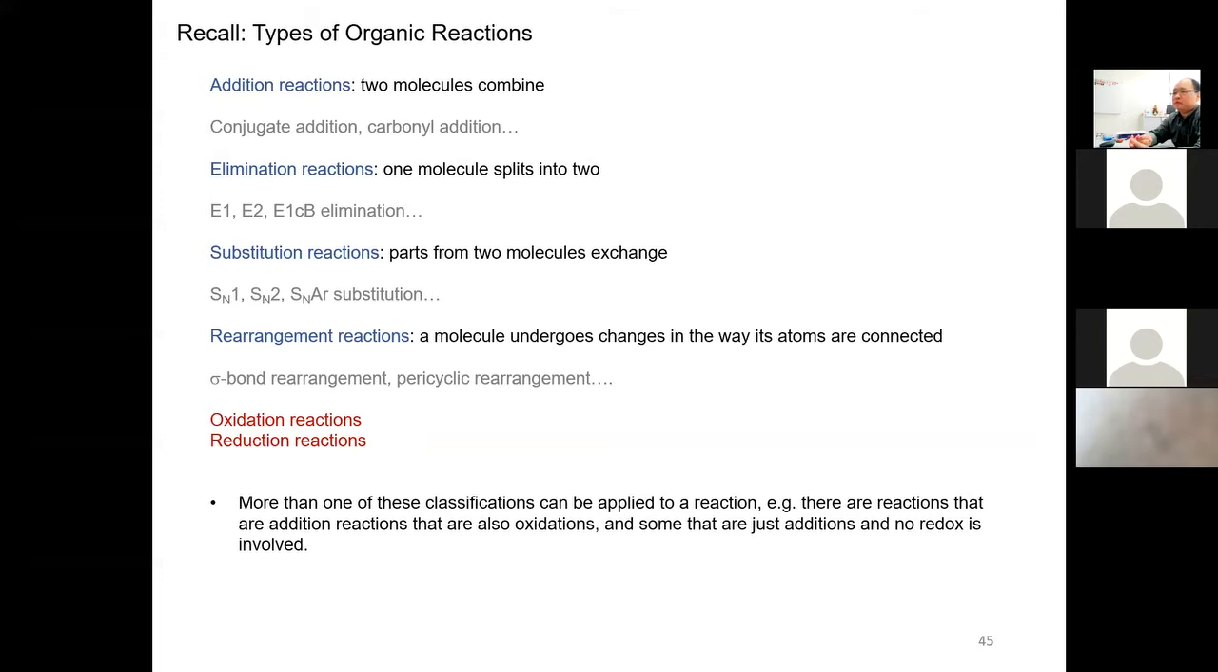That is quite possible. Okay, and there are also possibilities that the reaction is an addition, but no reduction or oxidation happened, right? It's purely an addition reaction. So that's quite possible. So you can't say, oh, this is addition, so it can't be oxidation. That's just wrong, okay?